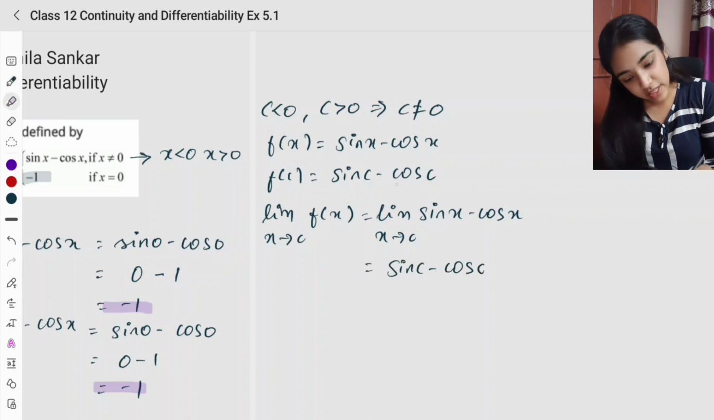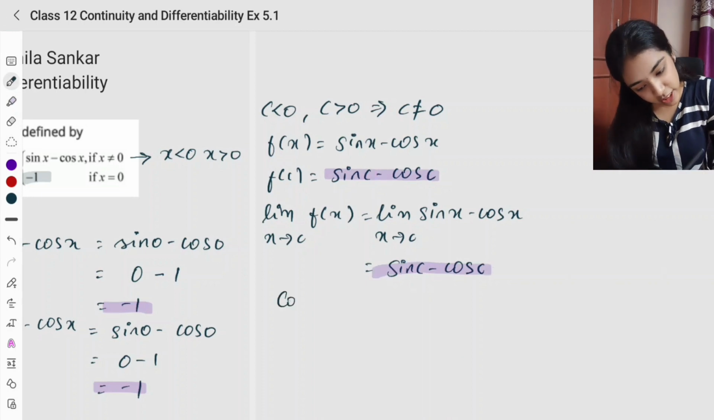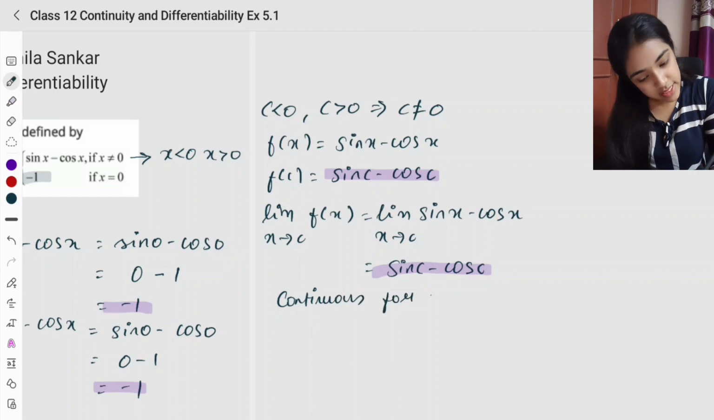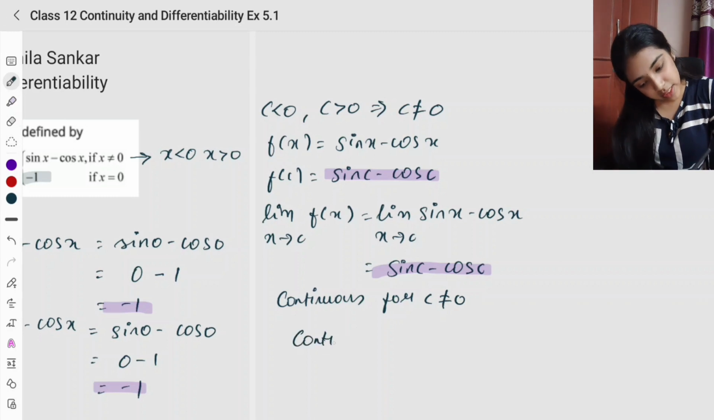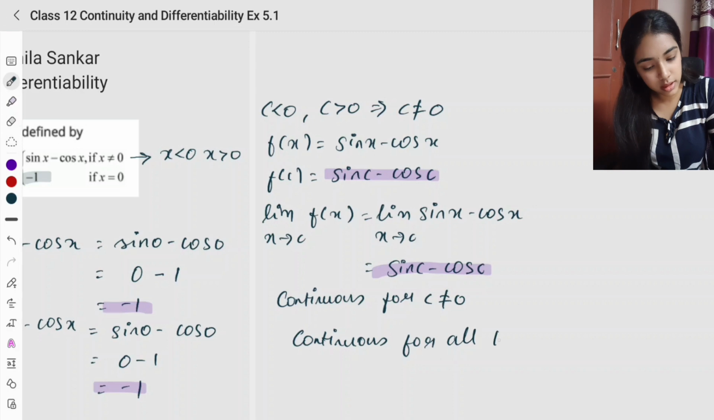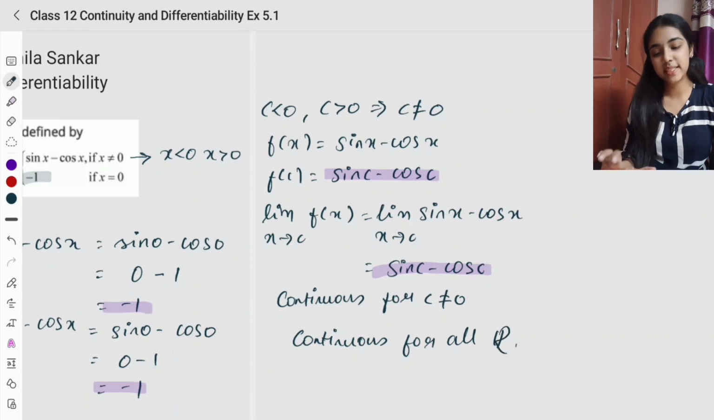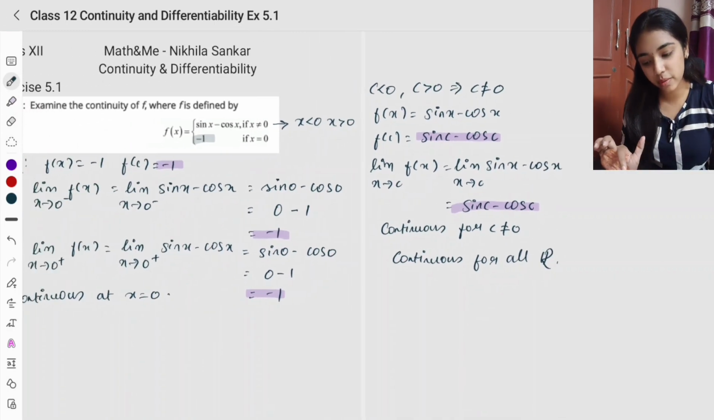So what do you see here? Sin c minus cos c here and sin c minus cos c here. So you see that it is continuous for c not equal to 0. So basically it is continuous everywhere. Okay? Continuous for all real numbers. Okay? Please take a screenshot or pause the video and copy.